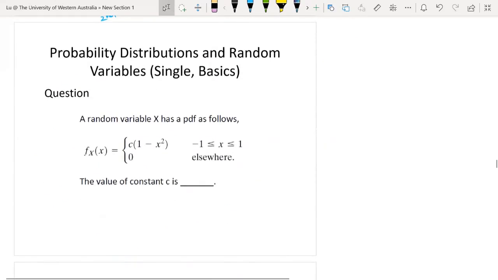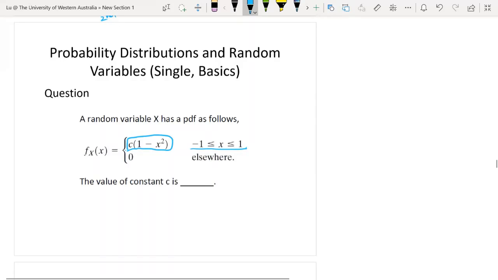Now, let's have a look at one example. A random variable x has a PDF as follows. So please evaluate the value of the constant c. In this question here, I suppose this random variable x is a continuous type random variable, because when we come to the small region between -1 to 1, this fx curve looks like a continuous curve, not a discrete case. Because of that, I assume this random variable x is a continuous type random variable.